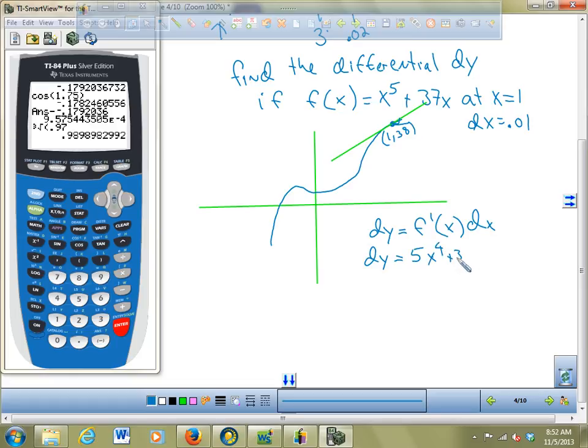5x to the fourth plus 37. And dx, you actually have a value now, which is 0.01. Okay? And for x equals 1, you plug in 1 into the derivative, which gives you 42, right? So dy equals 42 times 0.01, until you get 0.42. So if I use the tangent line to approximate the change in y, I would come up with 0.42.